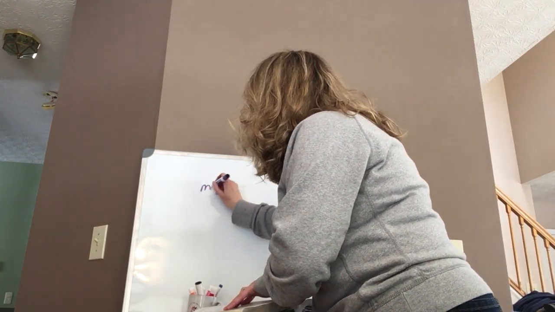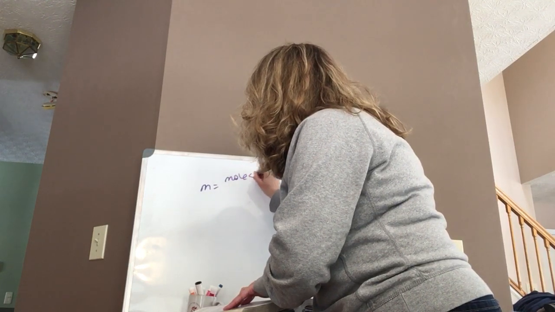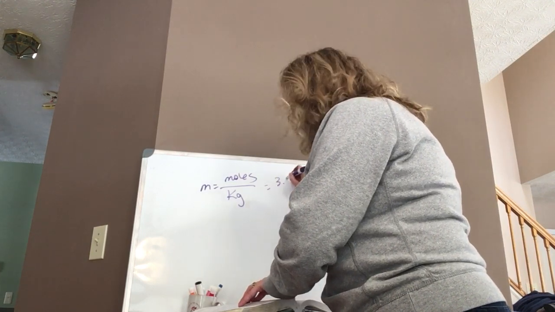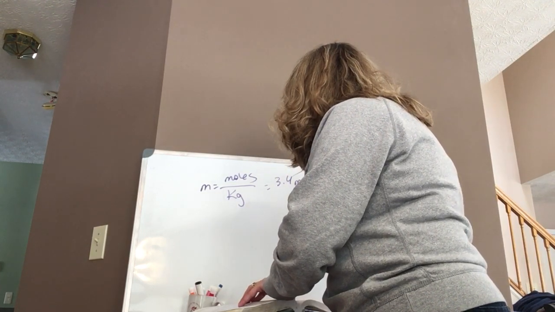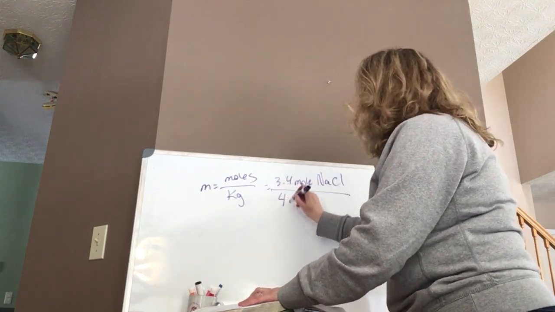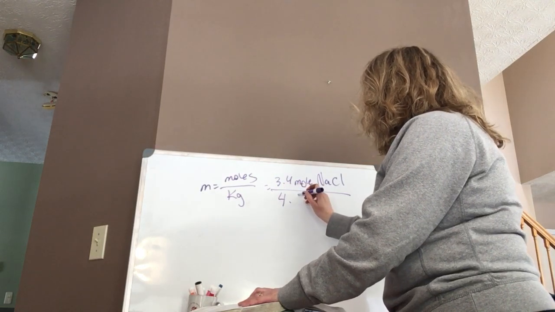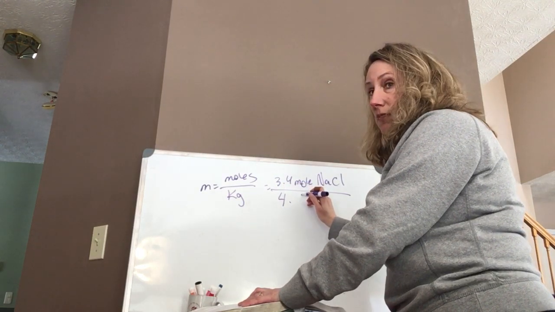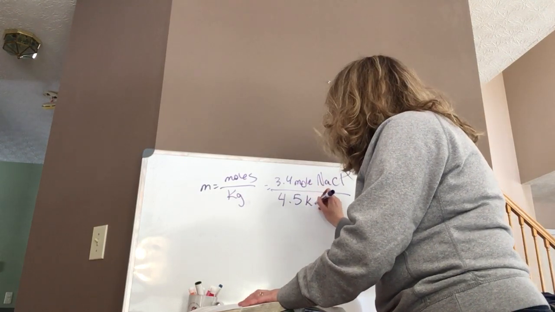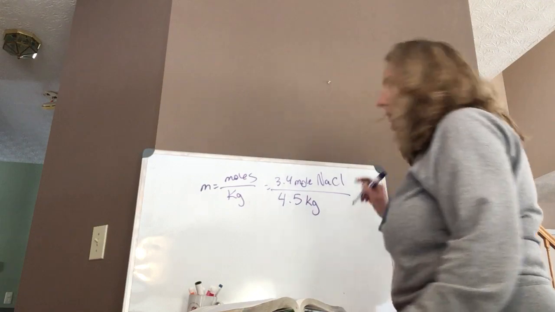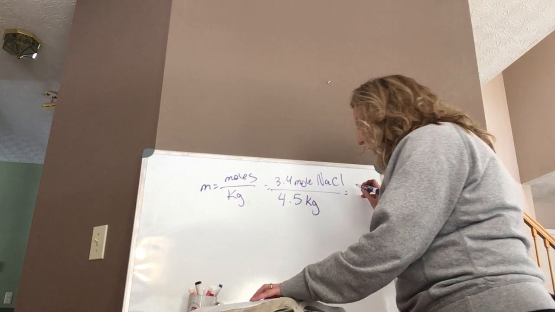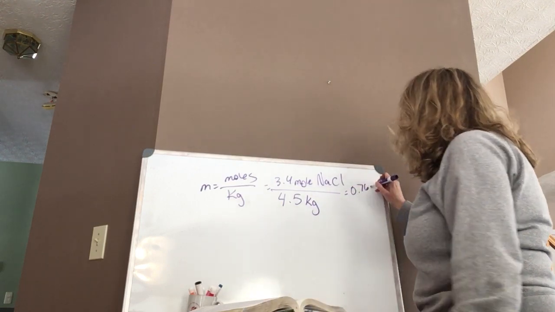So remember, m equals the moles over kilograms of solvent. So it's going to be just 3.4 moles of NaCl over, it's already in kilograms, so we don't have to do any conversions. Sometimes it's in grams. You might have to convert from grams to kilograms, but it's 4.5 kilograms of water. So calculator, 3.4 divided by 4.5 is going to be 0.76, and it's a small m.